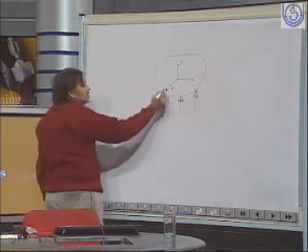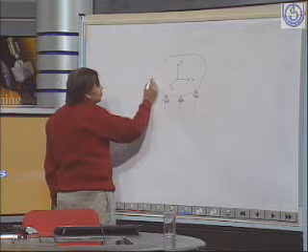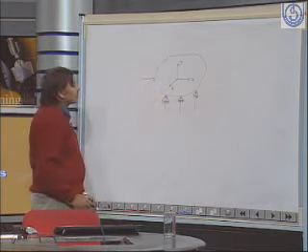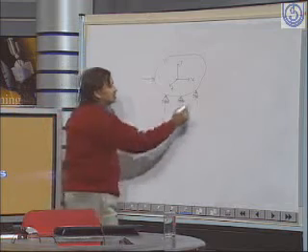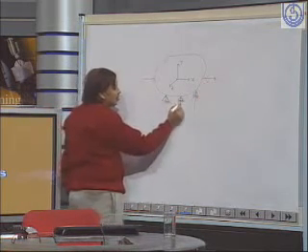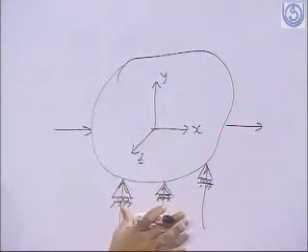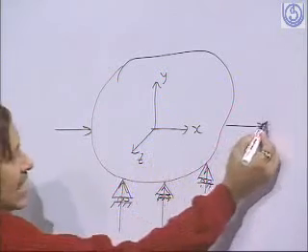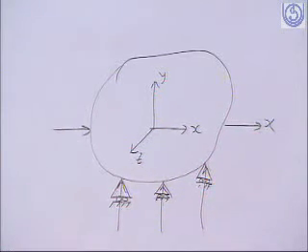So this is not externally stable, because if you put any force in the x direction, it is going to move, because these components will restrain the body only in y direction. They are not going to restrain in x direction. So it is externally unstable.